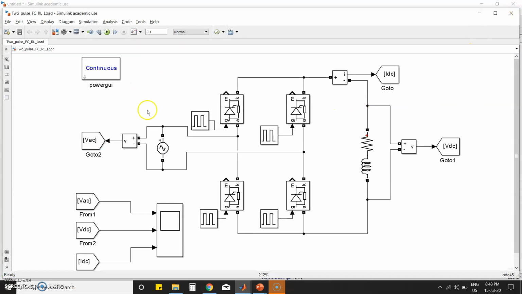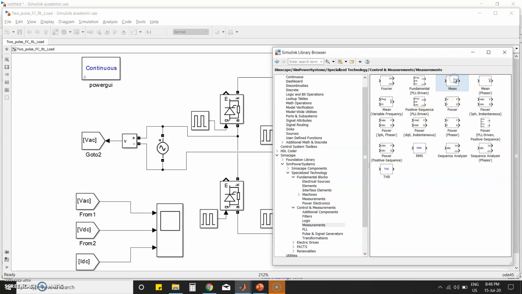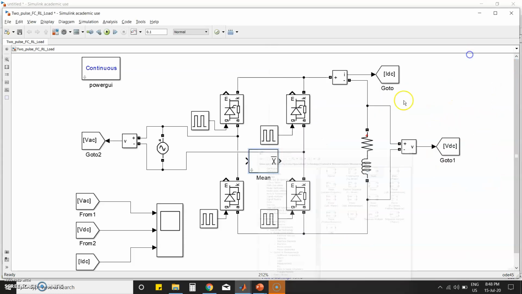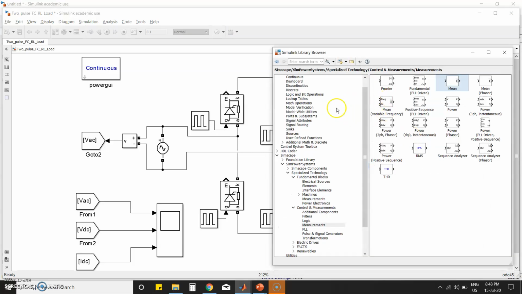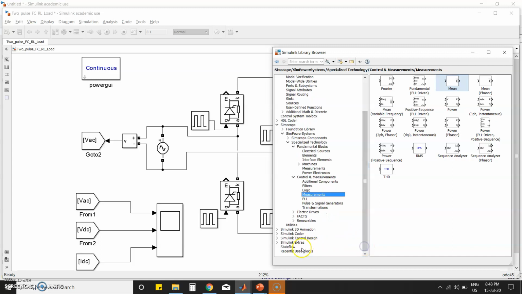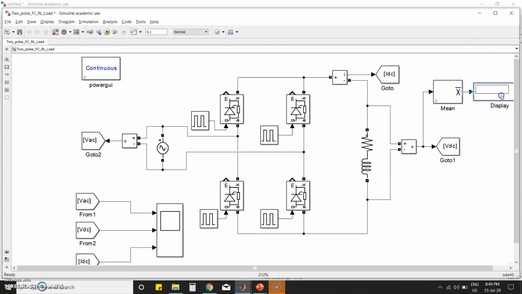Only one thing is now pending. We have to measure the average voltage, right? For that we need a mean block. It is in measurements, so in measurements we have the mean block. I'm adding the same here. Similarly we need a display block, so this is a display block. I'm adding the same here.